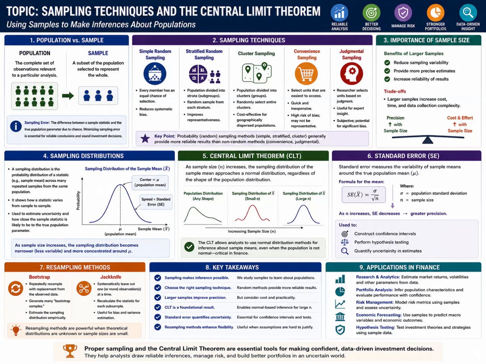Stratified random sampling divides the population into subgroups, or strata, and randomly selects observations from each group to improve representativeness. Cluster sampling selects entire groups or clusters rather than individual observations and is often used when populations are geographically dispersed. The topic also discusses convenience sampling and judgmental sampling, which are easier to implement but may introduce significant bias because selections are not random. Each method has different implications for statistical accuracy and reliability.